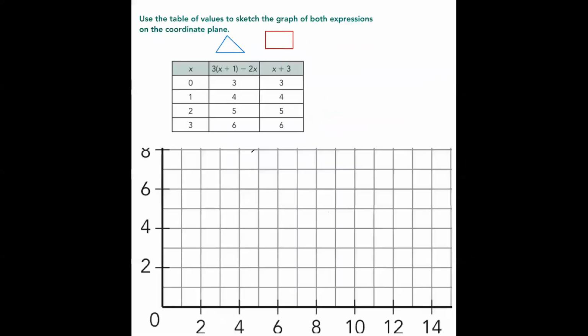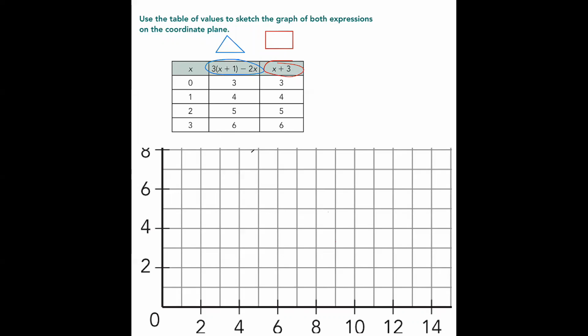Now, the second way we can check to see if two expressions are equivalent is by taking our table of values and actually creating a graph. So let's say for my 3 times the quantity x plus 1 minus 2x, I plot all of those values in a blue triangle. And then for the expression x plus 3, let's say I plot all of those with a red rectangle. It was supposed to be a square. Sorry about my bad drawing.